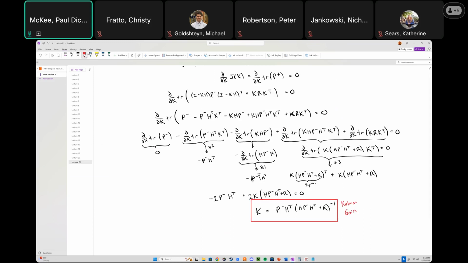So the Kalman gain is not just a number. We don't just tune the Kalman gain. The Kalman gain is computed to be optimal in how it minimizes our covariance. There is not a better gain to minimize the covariance of a linear system.